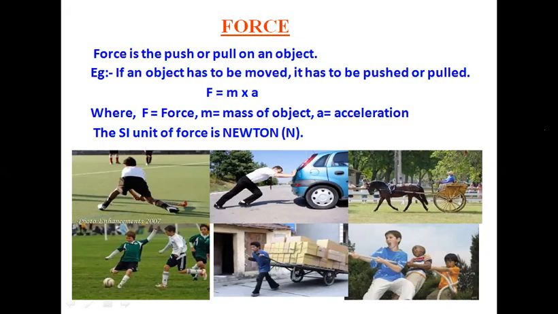Force acting upon an object can be calculated with the formula that is given below. F is equal to m multiplied by a, where F is equal to force, m is equal to mass of object, a is equal to acceleration. And the SI unit of force is Newton, that is denoted by capital N.